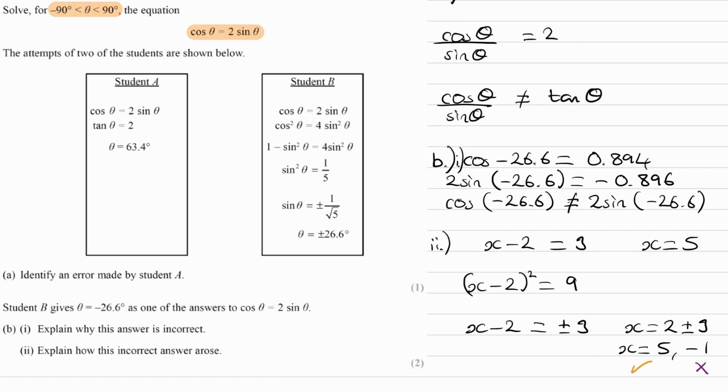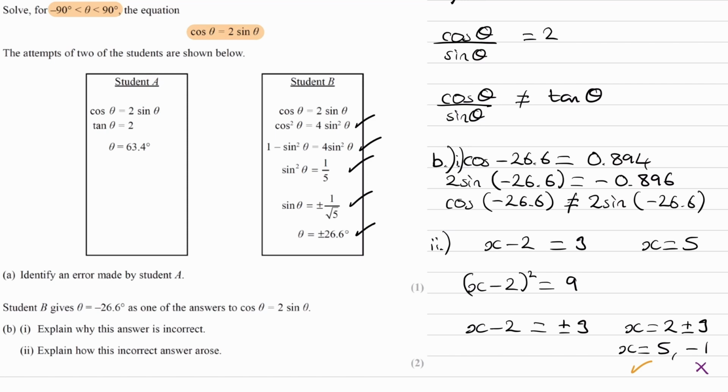If we look at the actual steps that student A has done, nothing's incorrect. The student has squared both sides correctly. They squared each individual term. They've changed the cos squared into 1 minus sine squared using the identity. They've rearranged correctly. They've square rooted both sides correctly. And then they found out what theta is correctly.